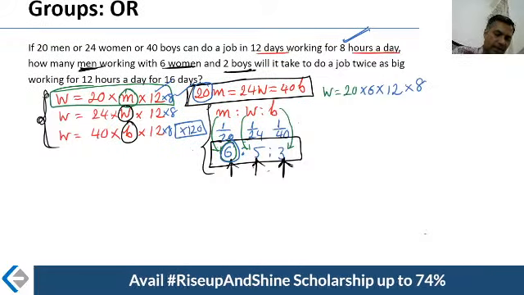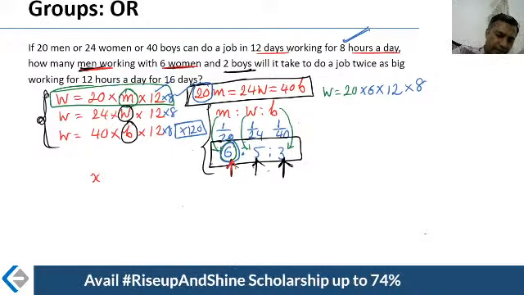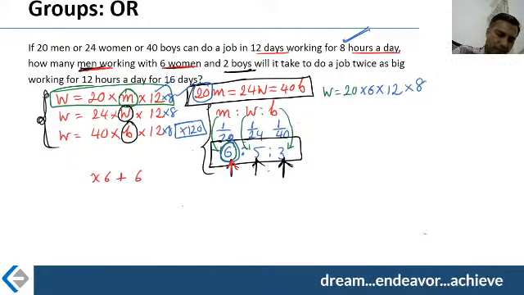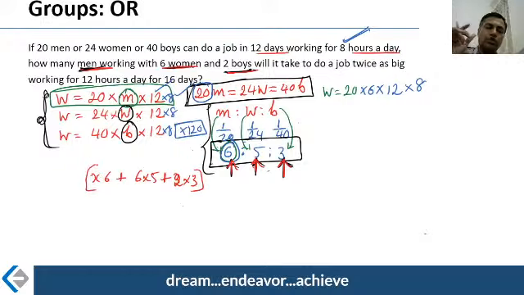Now let me come back and write this proposition. How many men working with 6 women? So let's say X men. What is the capacity of each man? 6 here. Therefore X into 6 plus, working with 6 women, what is the capacity of each woman? That is 5. 6 into 5 plus 2 boys. What is the capacity of each boy? 3 units. That is 2 into 3. Now this is the contribution on a given day.